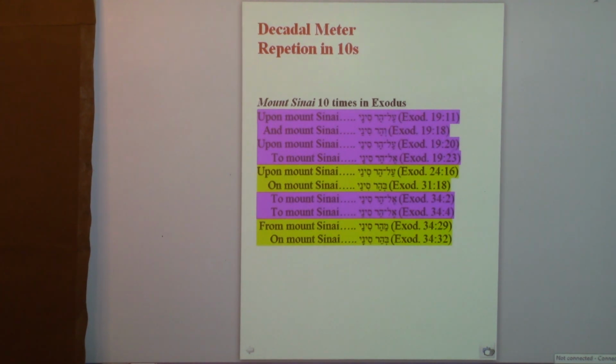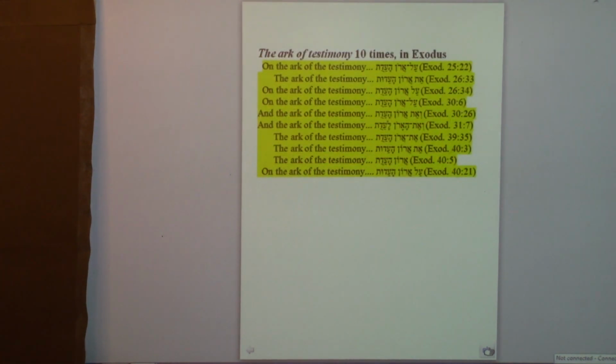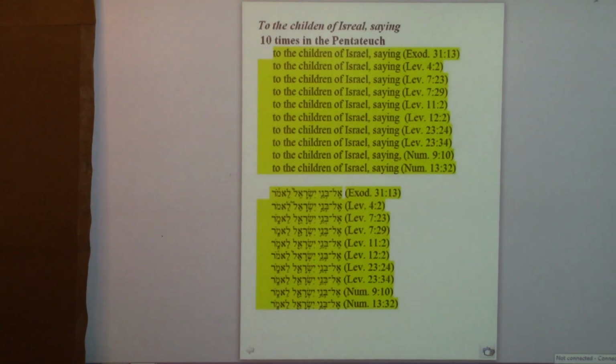Now we're switching to decadal meter, 10 times. Here you see decadal meter repeating 10 times on Mount Sinai, the Sinai desert. Mount Sinai repeats exactly 10 times in the book of Exodus. The Ark of the Testimony, 10 times in Exodus. The children of Israel saying, 10 times in the Pentateuch.